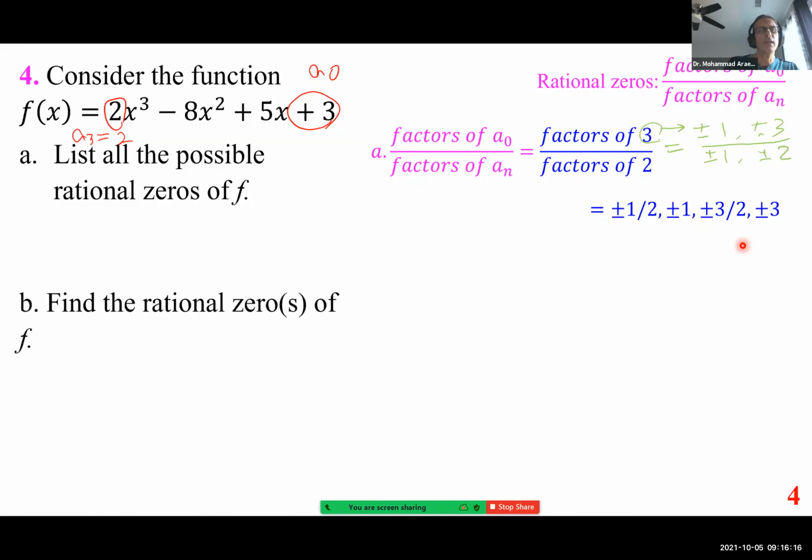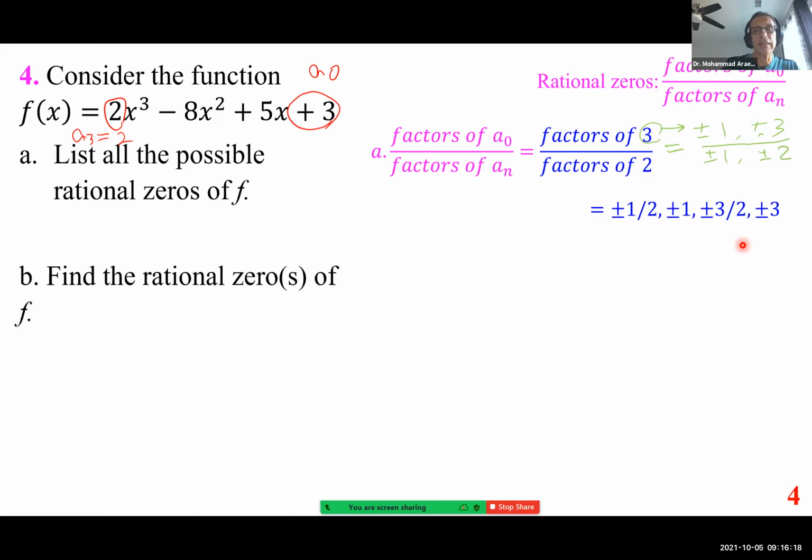The next one says find the rational zeros. What that means is you really have to plug in all of them, and whatever gives you 0 when you plug in. Remember, this is the remainder theorem. The remainder theorem says basically plug in and observe whatever the value is, that is the remainder. So you could put negative 1/2, positive 1/2, negative 1, 1, and so on and so forth, and see what happens. This is a tedious process, but that is the process to do.